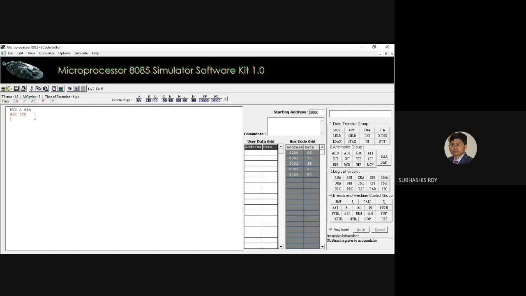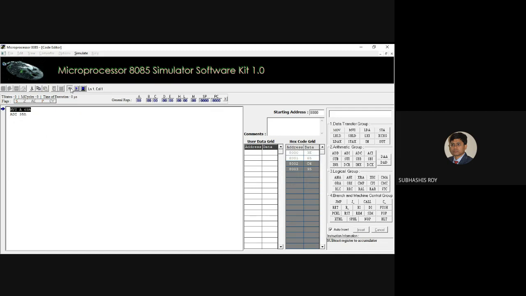So there is a syntax error. You can see that I have to mention it properly. This is the correct way. So this is MVI A, 65. I am moving the data into the accumulator. Then I am directly adding the data 35 with the accumulator.